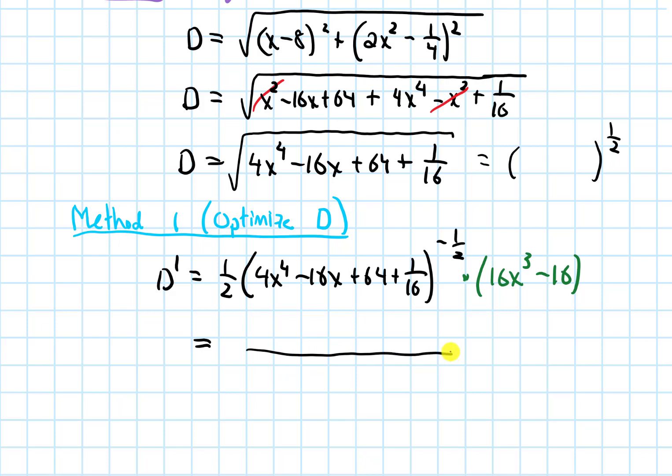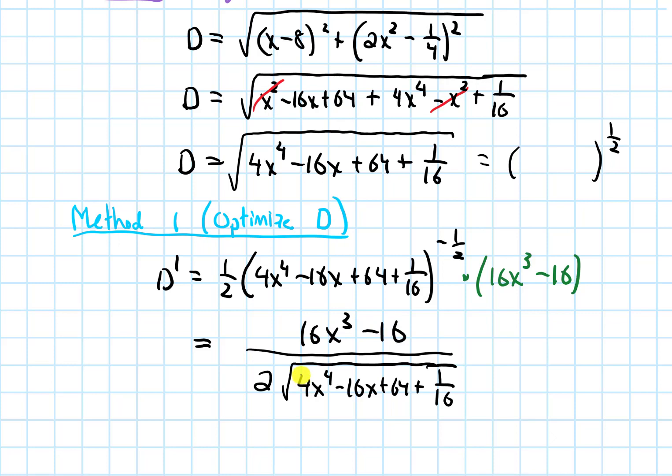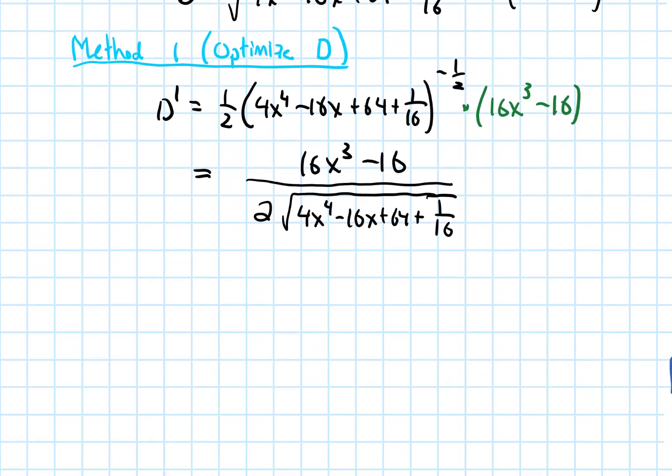Okay, and then let's simplify this a bit. So I can bring that 1/2 power to the bottom and the 2 to the bottom. And the 1/2 power I can rewrite as a root. 4x to the 4 minus 16x plus 64 plus 1 over 16. And then on the top, I can put that 16x to the 3rd minus 16. So that's my derivative. I now want to know, when is this equal to 0 and when is it undefined?